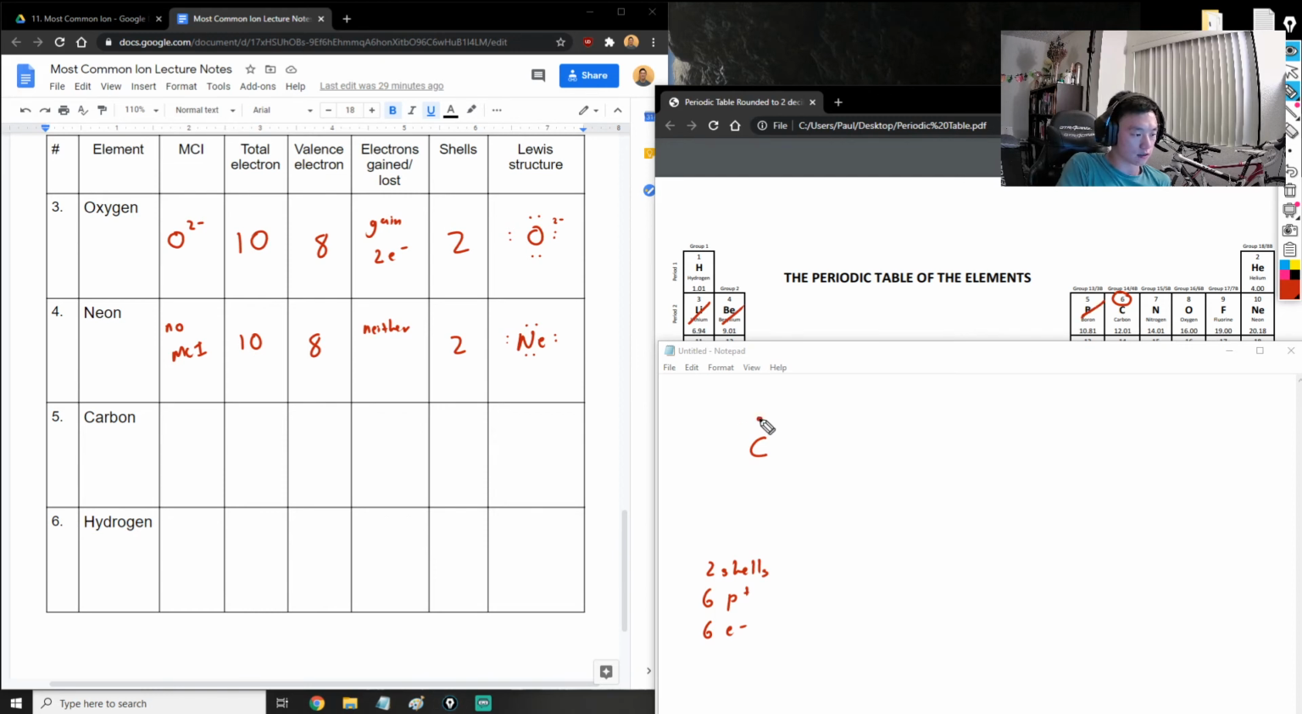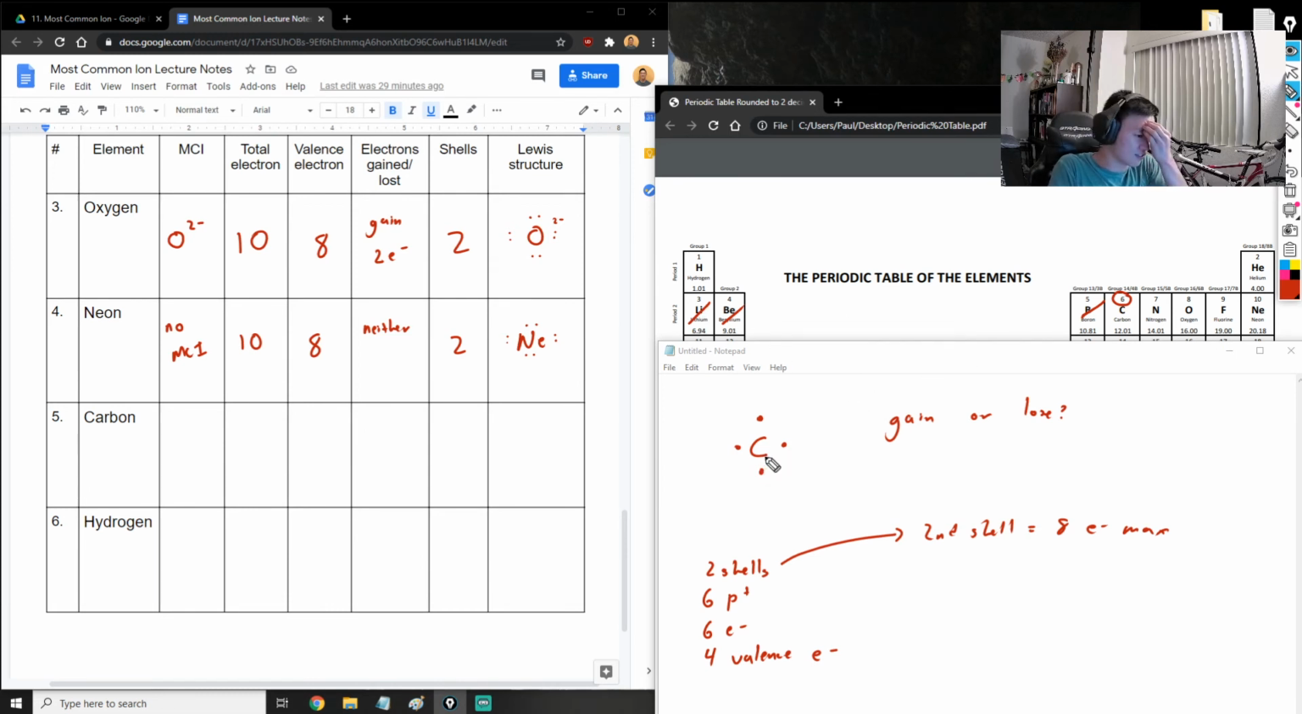So since it's on the 4th box, we're going to draw 4 valence electrons. So that means it has 4 valence electrons. So let's try to figure out, does carbon want to gain or does it want to lose? Okay, since it's in the second shell, it can have 8 electrons max, right? Because earlier we counted a couple times now that there's 8 boxes.